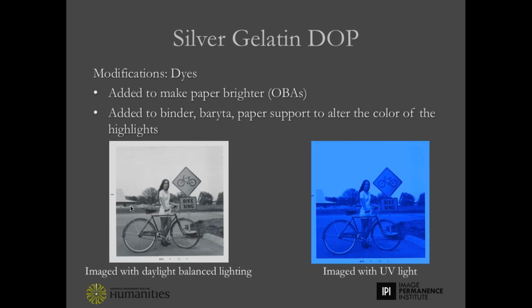Another addition to the papers are dyes called optical brightening agents. These make the highlights appear brighter. When viewed under ultraviolet light, they fluoresce blue. Manufacturers began adding optical brightening agents in the mid-1950s, and their use increased in the 1960s and was pretty prevalent in the 1970s.